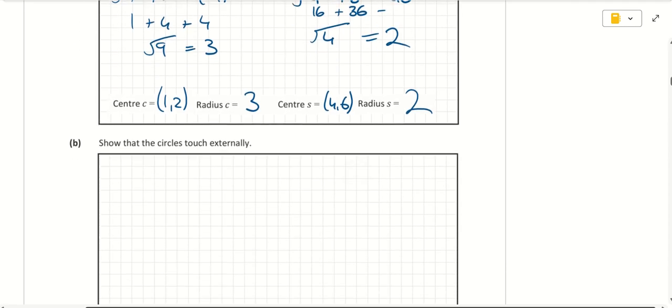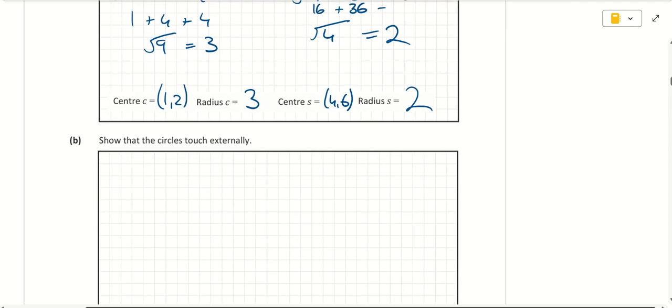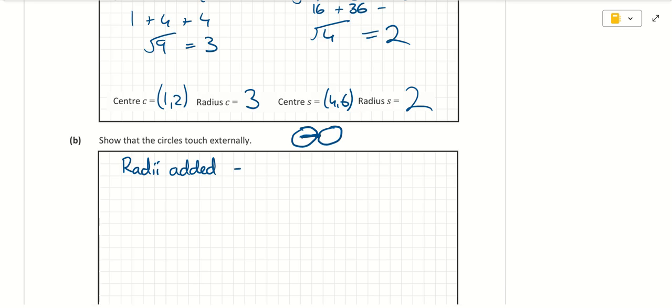So now you're told the circles touch externally. That means that the circles need to be sort of vaguely like this. They're just touching each other in one place. So that means that the radii are added. Think about this first distance here: it should be equal to the distance between the points.